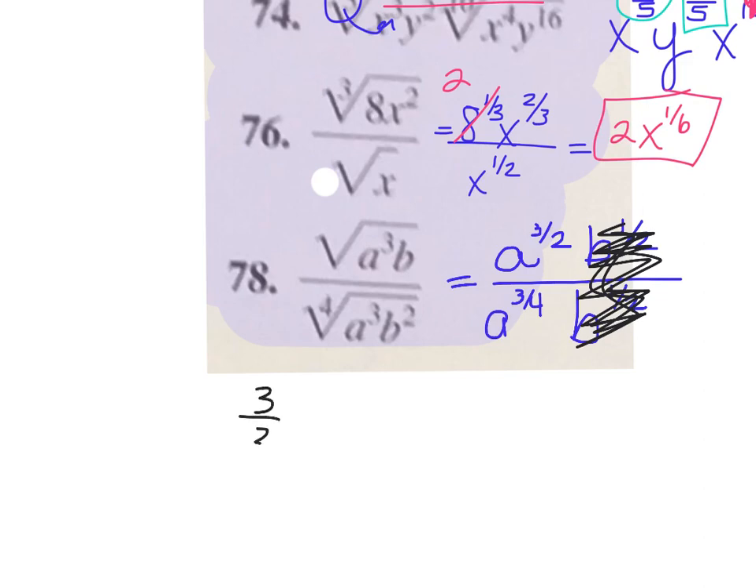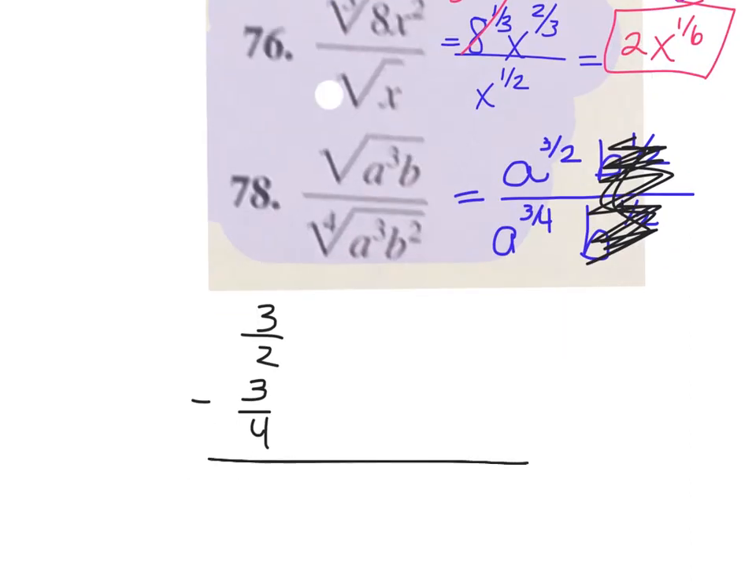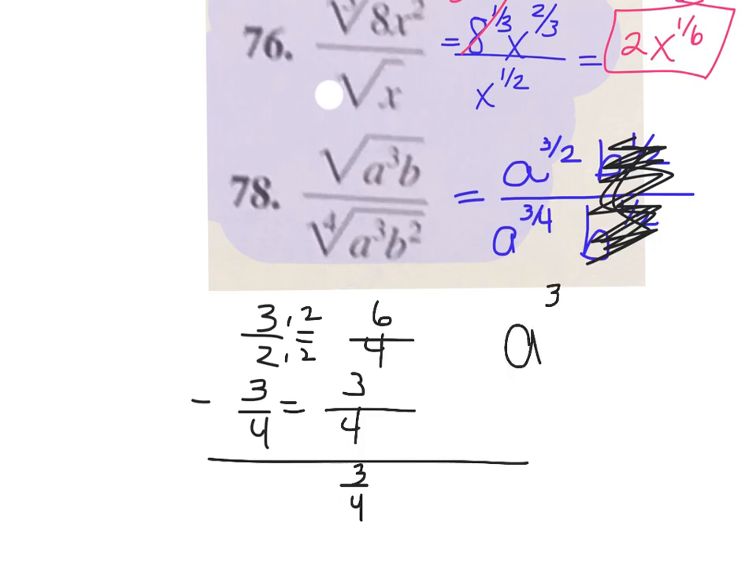So it's 3 over 2 minus 3 over 4. Common denominator between 2 and 4? 4. Okay, so this is 3/4. 4 times 2, 2 times 2 is 4, so 3 times 2. You guys agree? Okay, so 6 minus 3 is? Right, 3/4. So this becomes a to the 3/4. And that's it. You can keep all of your answers with fractions.